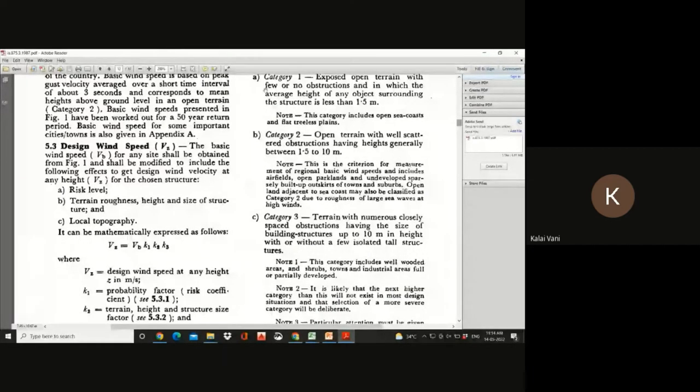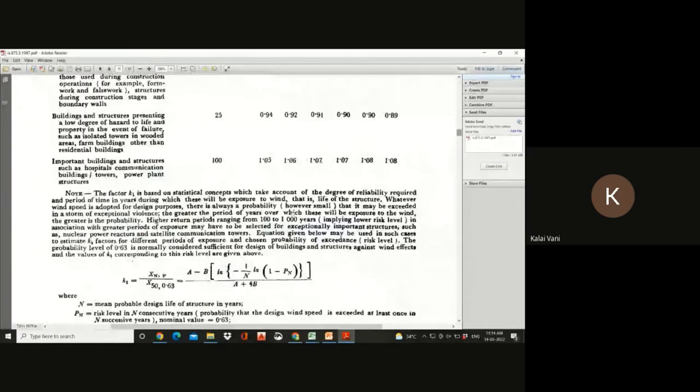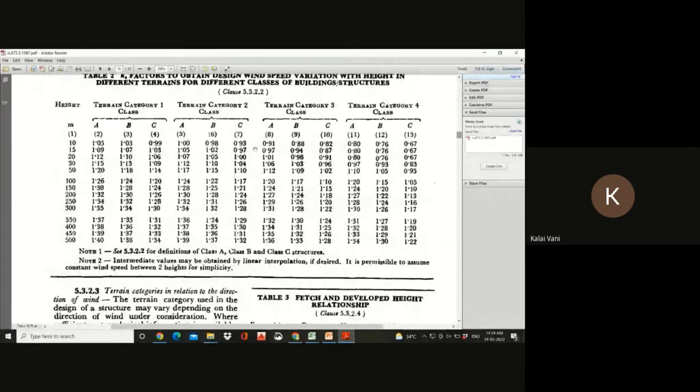Fairly level means no obstructions are there, so you can consider it as category 2 also or category 1. For category 1, no obstruction is there. So fairly level means you can consider it as category 1. So for category 1 and class B, what is the K2 factor we have to see? You can see it here.